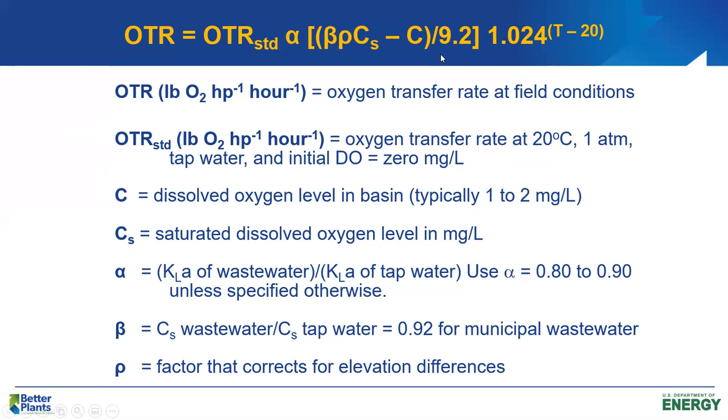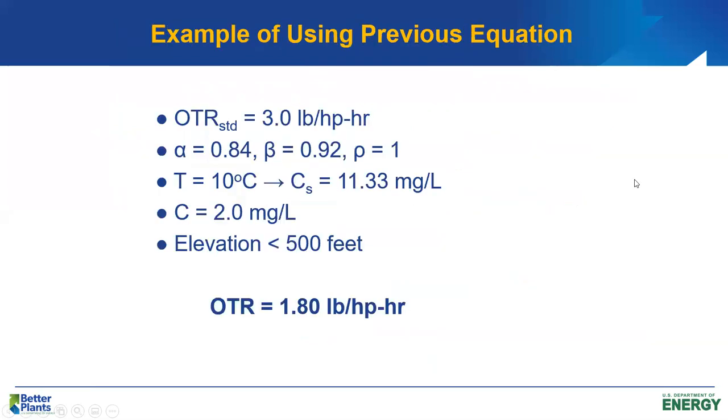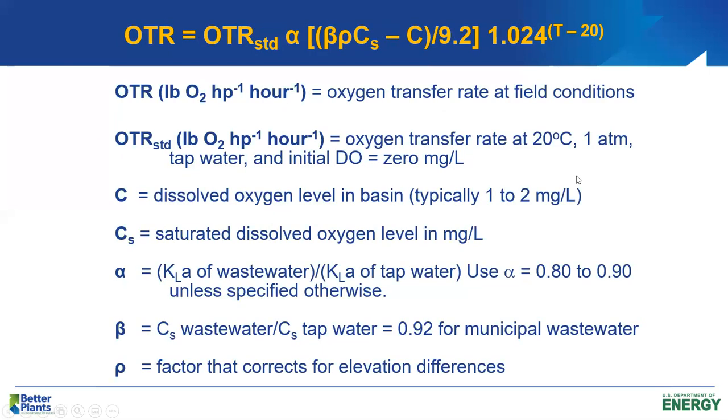So in this particular equation, there are 2 multipliers here. This multiplier inside the brackets is the driving force. So it's the driving force of the difference between saturation and actual oxygen concentration. The greater that difference, the greater the oxygen transfer rate. So as we increase the temperature of the water, the saturation value is going to go down. So as we increase the temperature, this multiplier will go down.